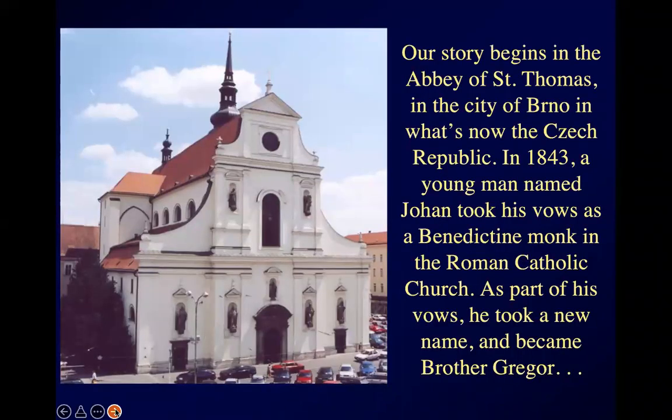And the answer to that nagging question, the big hole in Darwin's theory, actually begins here in the Abbey of St. Thomas in the city of Brno in what's now the Czech Republic, what used to be part of the Austro-Hungarian Empire. In 1843, a young man who was born with the name Johann took his vows as a Benedictine monk in the Roman Catholic Church and lived here in the abbey for the rest of his life. Actually, he did spend some time in Vienna getting a university education, but he spent most of his career here in Brno. As part of his vows, incidentally, he took a new name, so most people don't know him as Johann. He's better known as Brother Gregor.